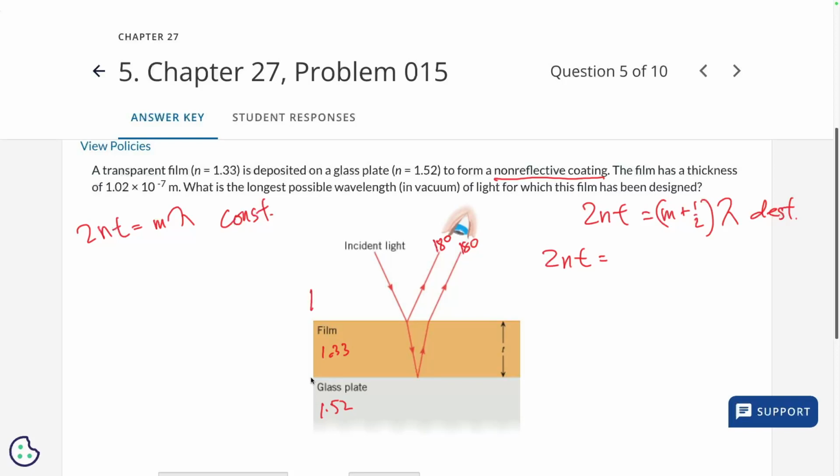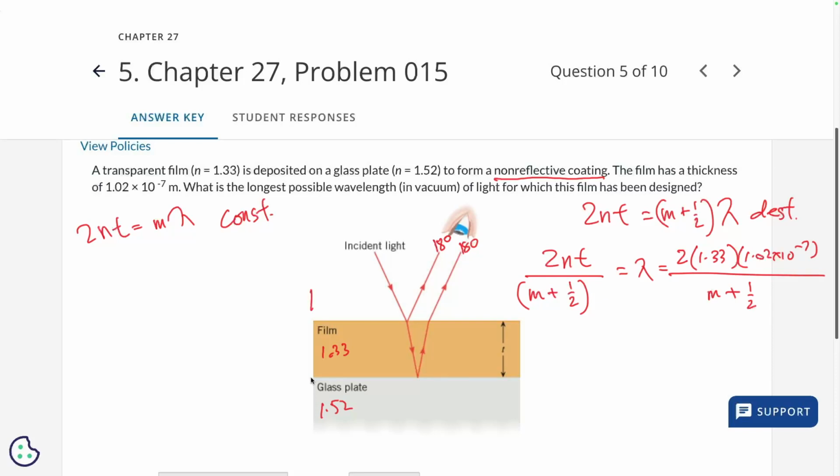All right, so I'm gonna use my destructive case. Longest possible wavelength, that's 2nt over m plus a half, equals my wavelength. So I've got 2, what index do I put in there? Since I've got 3 in my problem. The film's index. 3, thickness, 1.02 times 10 to the minus 7. All right, and then I've got m plus a half on the bottom.